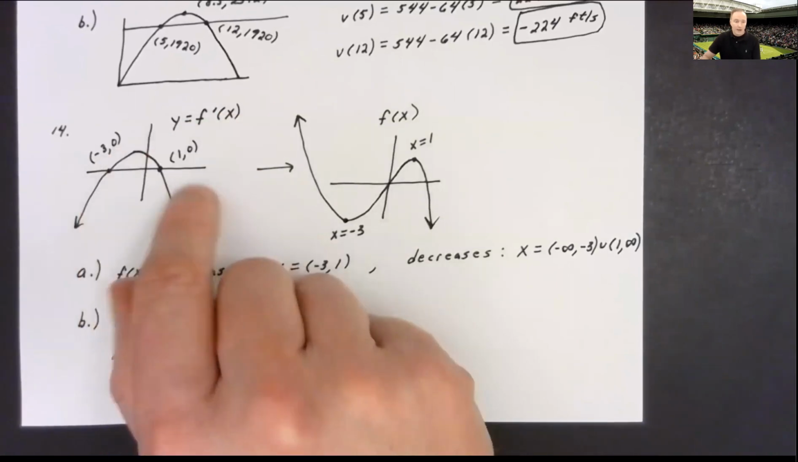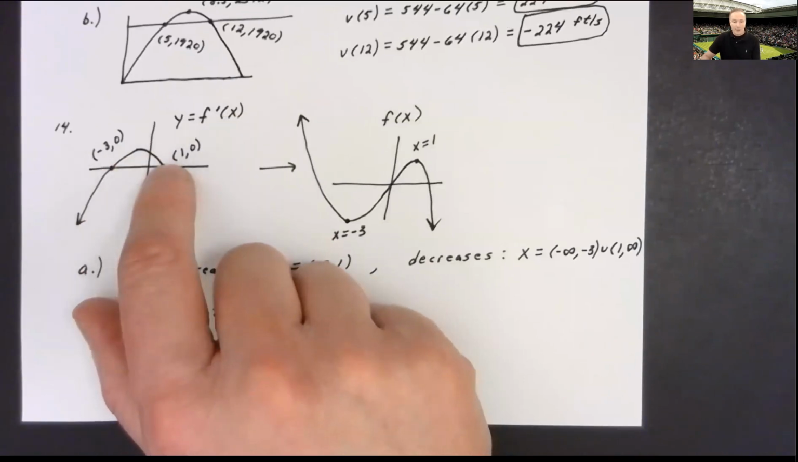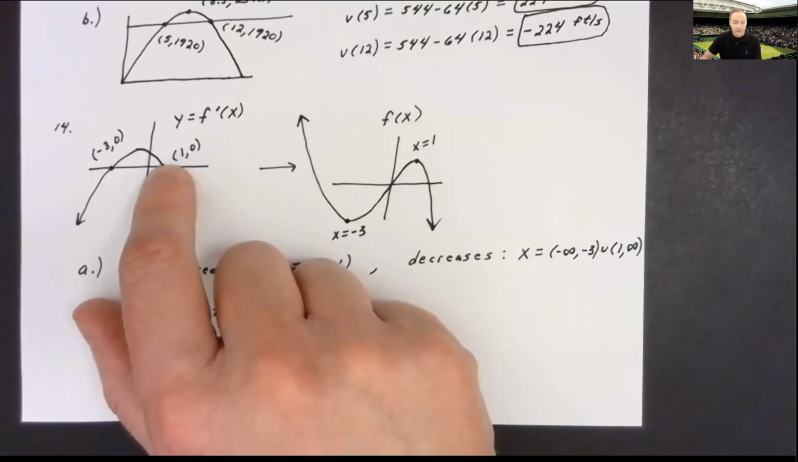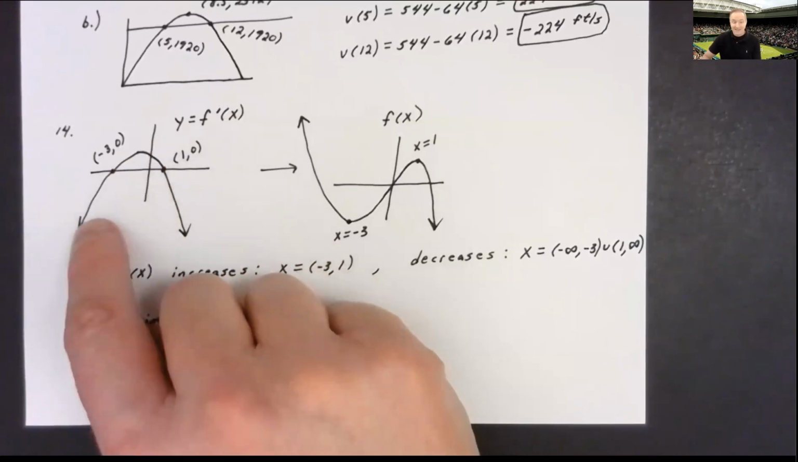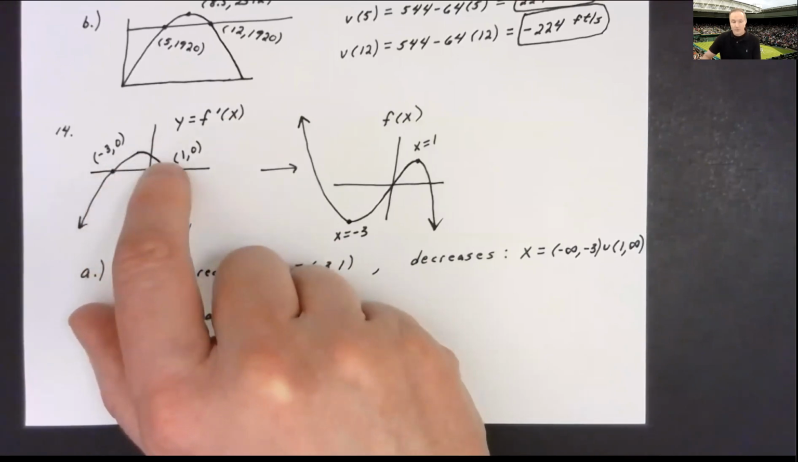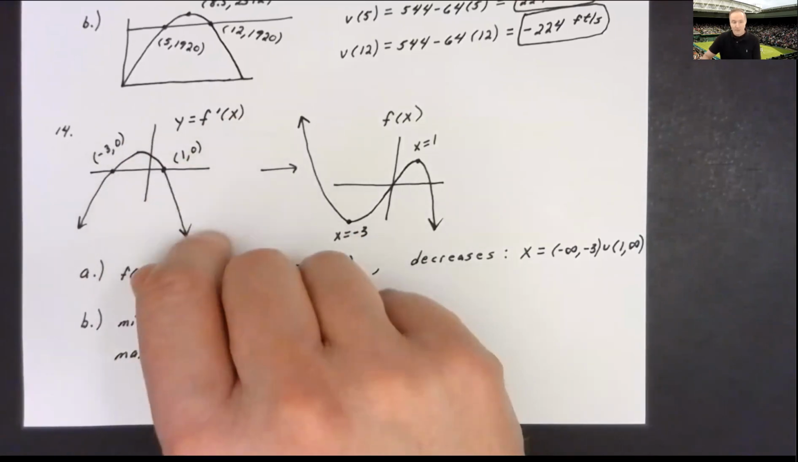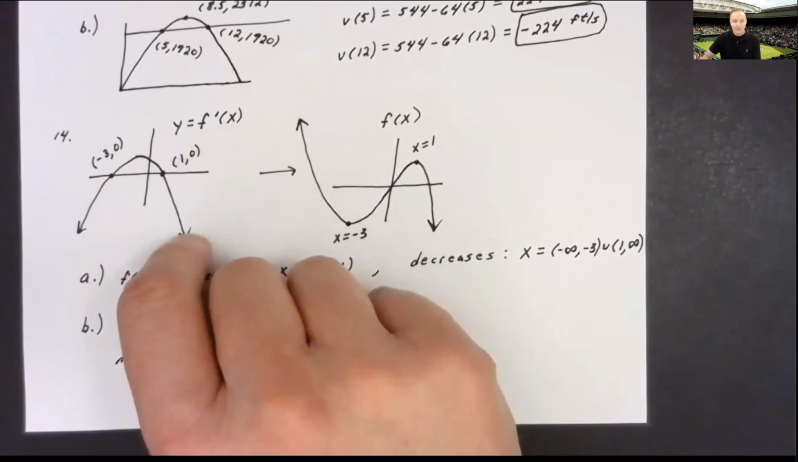It's a negative parabola with x-intercepts at (-3, 0) and (1, 0). What I need to know about a derivative: whenever a derivative is negative, the original function is decreasing. Whenever a derivative is positive, the original function is increasing. And of course, negative again, the original function is decreasing.